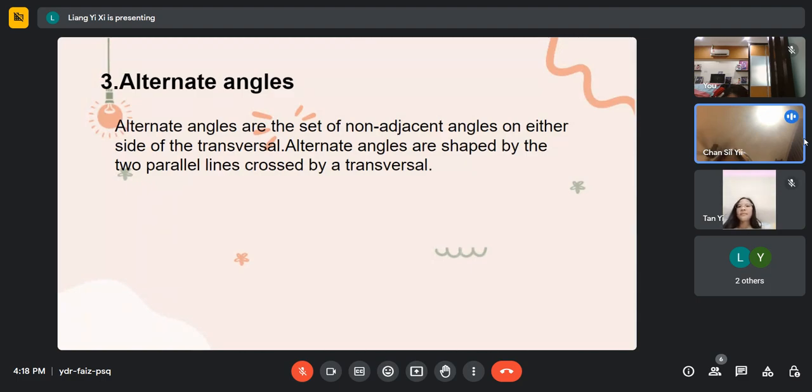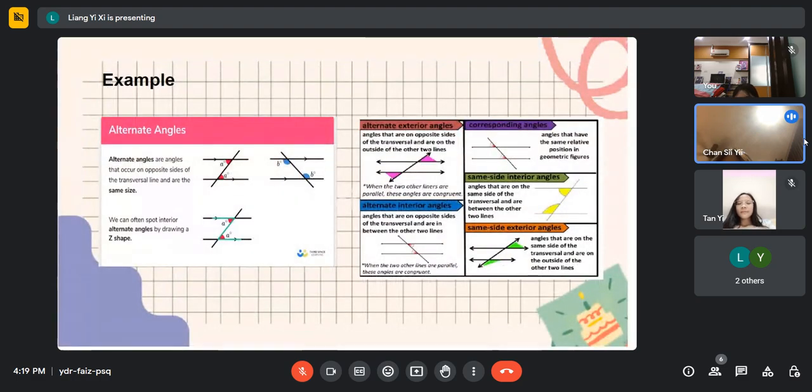Third is alternate angles. Alternate angles are the set of non-adjacent angles on either side of the transversal. Alternate angles are formed by two parallel lines crossed by a transversal. Here are some pictures of how alternate angles look.